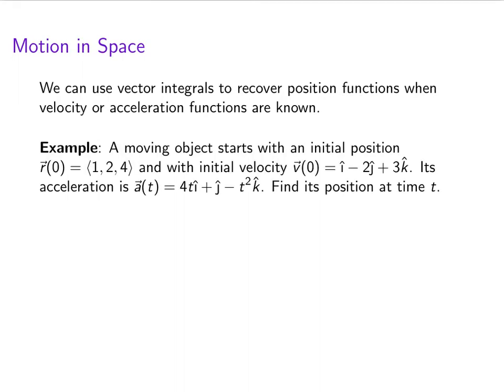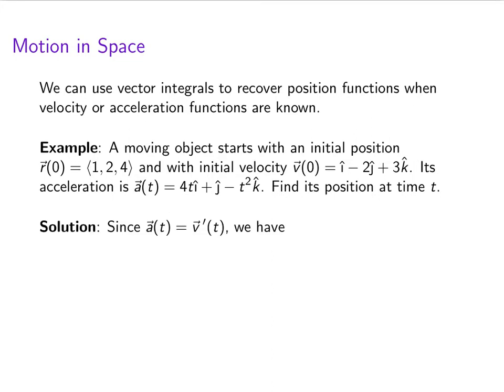So as an example, let's suppose that we have a moving object. We know its initial position is the vector 1, 2, 4. We know that its initial velocity is 1, minus 2, 3. And let's say that we have its acceleration function, a of t is equal to 4t i plus j minus t squared k. Let's find its position at time t.